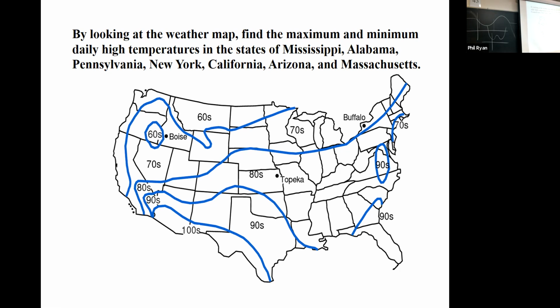Okay, oh, this is a hard one. You've got to know your states. Does anyone know their states? Okay, find the maximum and minimum daily high temperatures in all those states there. Well, firstly, let's find the global max and the global min within the US. Okay, so we look and we see what's the biggest contour. The biggest contour is here. This is like the 100, right?